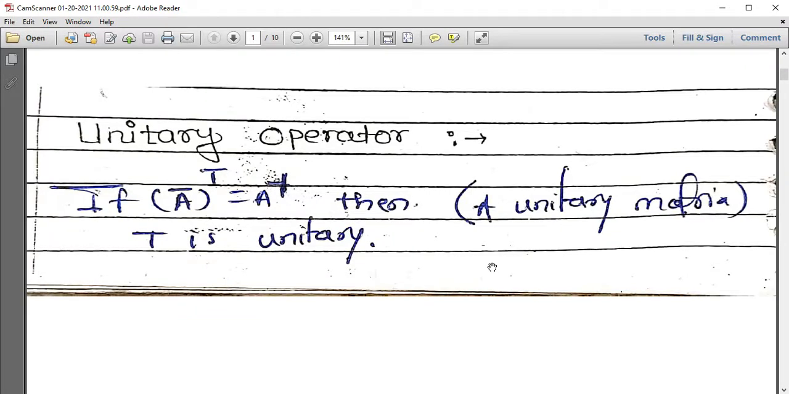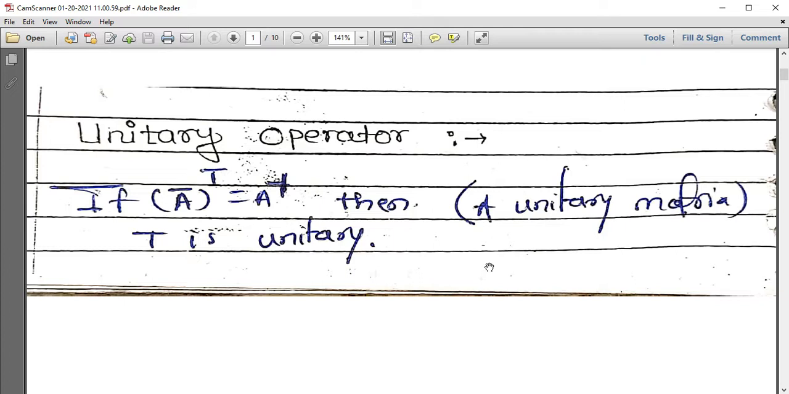Good morning to all. In the previous lecture, we discussed what a self-adjoint operator is and some theorems on it. In this lecture, we will discuss what a unitary operator and a normal operator are. So in this lecture, we discuss two types of operator: unitary operator and normal operator.